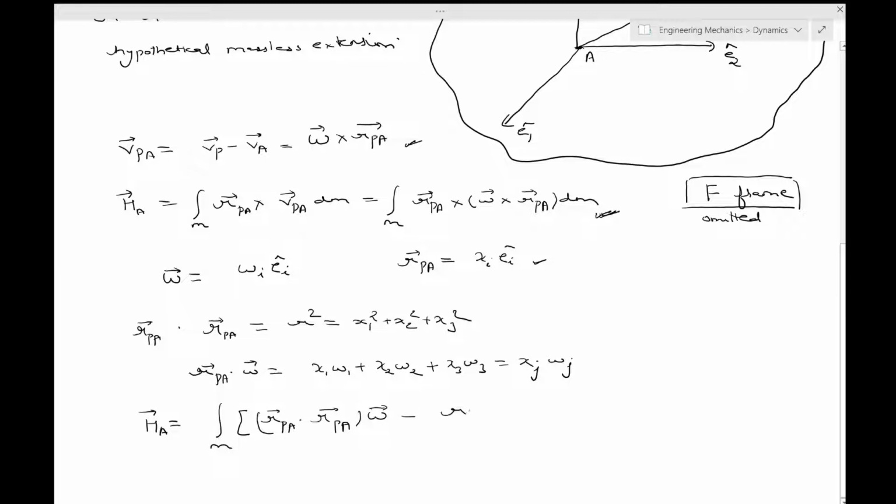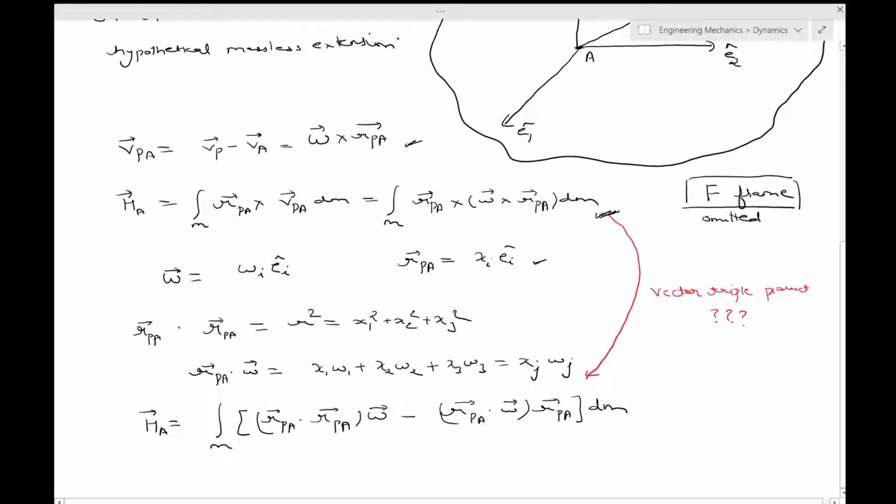Minus RPA dot omega or PA dm. Okay, so you should be able to write this using vector triple product. Please recall the formula for it if you do not know it. We have done this, so I'm leaving this in red for you, so you should be able to verify that you actually get this.